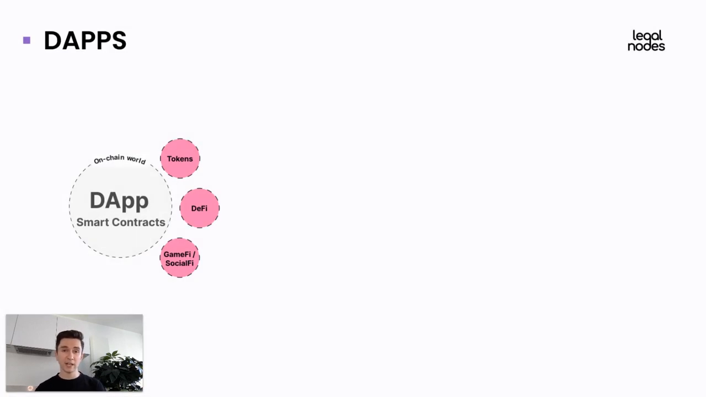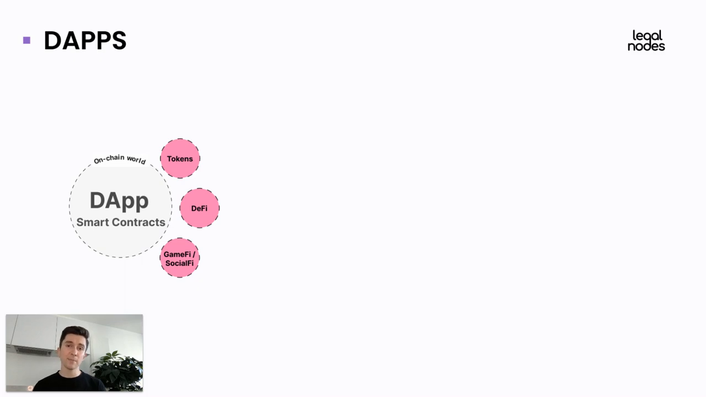The same situation is with these decentralized vehicles, which are basically the smart contracts. On our first webinar, where we covered the general concept of DApps legal structuring, we spoke about this main difference between the Web3 on-chain and the real-world off-chain parts of the products.